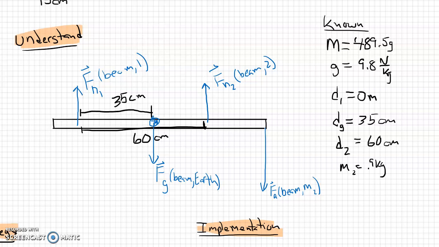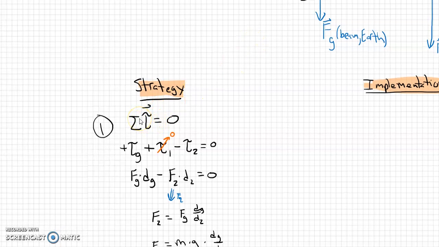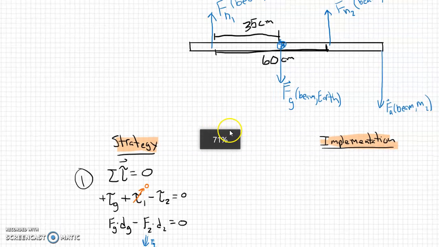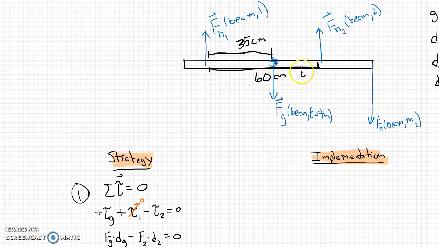Our strategy is going to be very similar to what it was before. I'm going to look at the torques, because again, this is a rotational equilibrium. Originally we had placed the point of rotation over here on this point. Since I have all my distances measured from there, I'm going to set my point of rotation at the same exact place for this one.